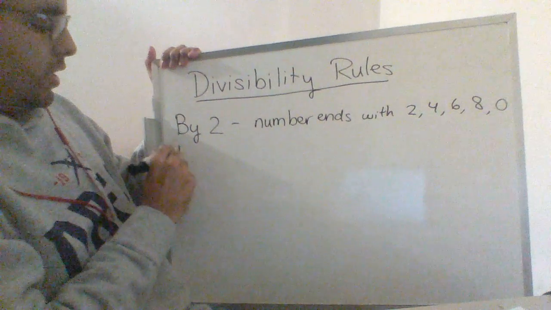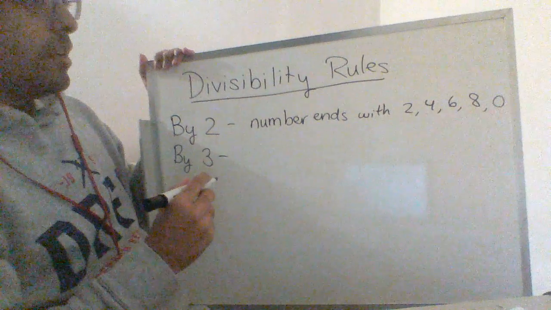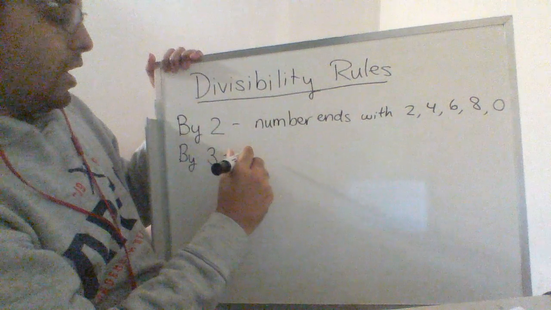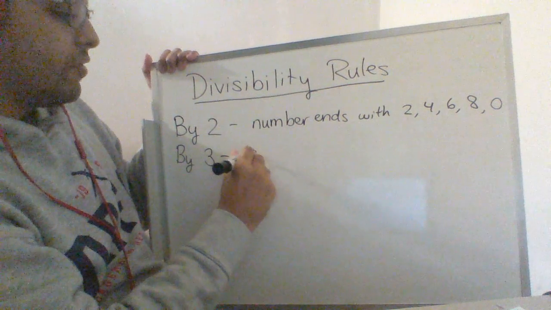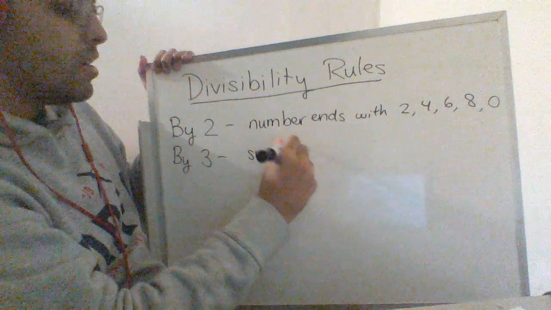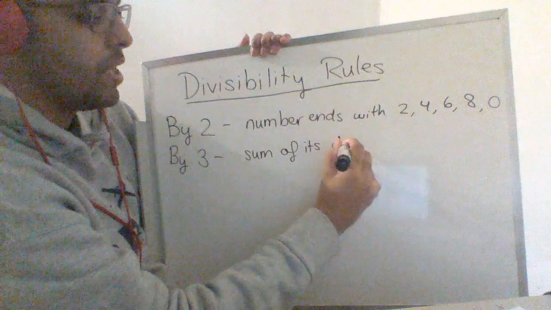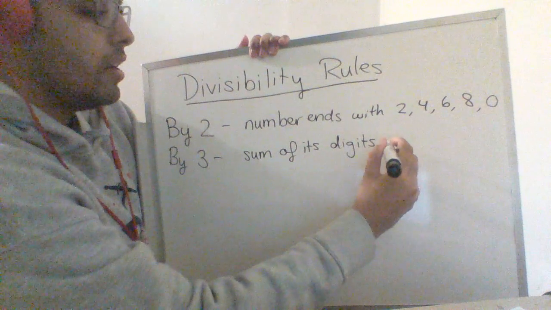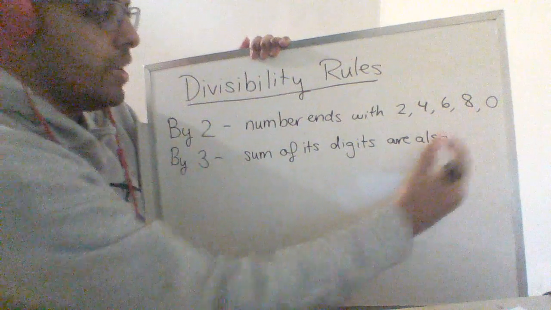Now the next one is, we're going to talk about divisibility by 3. And so with 3, it's neat. So a number is divisible by 3 if the sum of its digits, so bear with me while I write this and then I'll explain what it means. So if the sum of its digits is also divisible by 3.